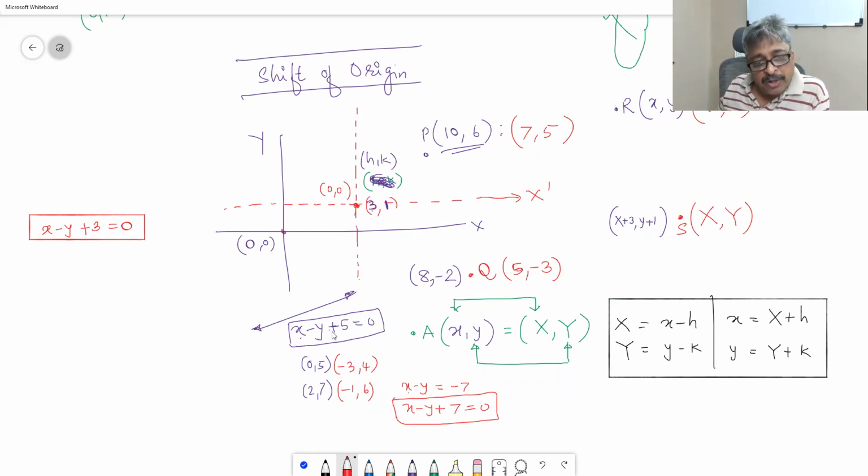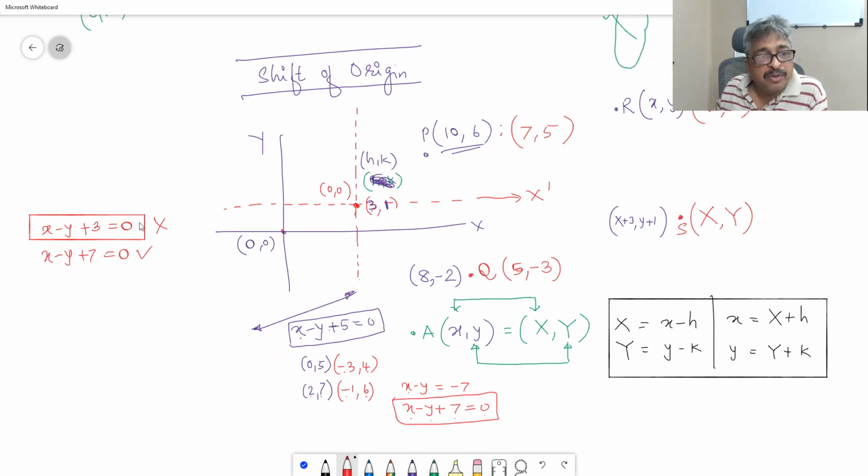Can we find out one point on this line? Yes, 0, 5. What are its new coordinates? If origin is shifted to 3, 1, minus 3, 4. Can we find out one more point? Yes, 2, 7. What are its new coordinates? Minus 1, 6. Can we find out equation of line with these two new coordinates? It is x minus y plus 7 is equal to 0. So the correct answer is x minus y plus 7 is equal to 0.